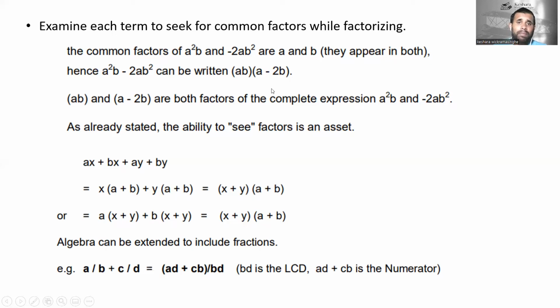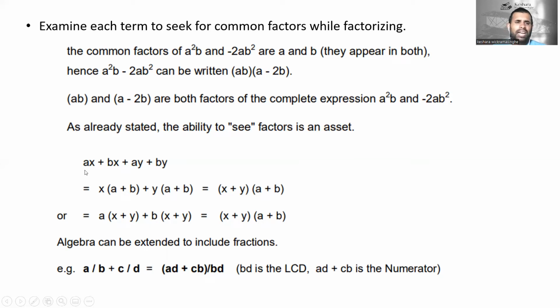So when we take out AB outside, then there is another A, so A minus 2B. So this is the expression. If we take out AB, then A minus 2B. AB and A minus 2B are both factors of the complete expression A squared B minus 2AB squared. As already stated, the ability to see factors is assessed.